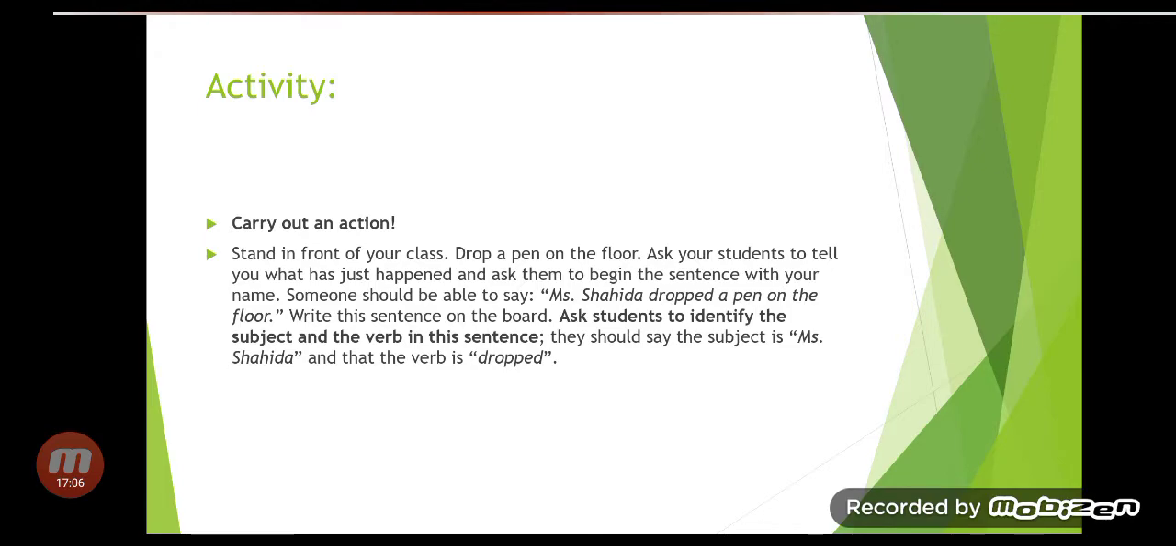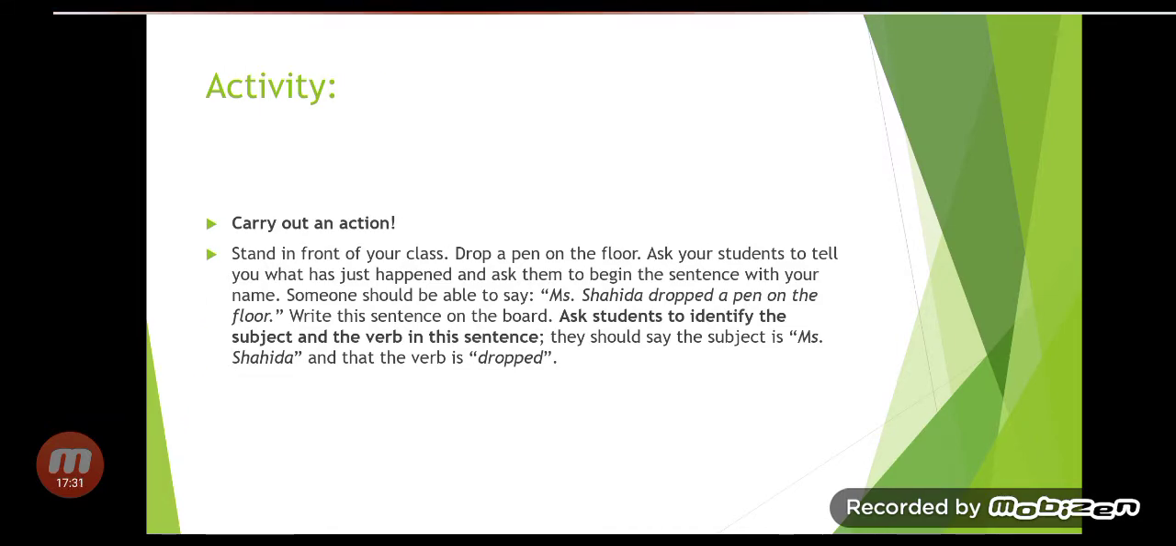So the activity begins with carrying out an action. You have to stand in front of your class, then you have to drop a pen on the floor, and then you have to ask your students to tell you what just happened. And you will ask them to begin the sentence with your name, which is the teacher's name. And someone should be able to say, Miss Shahida dropped a pen on the floor.